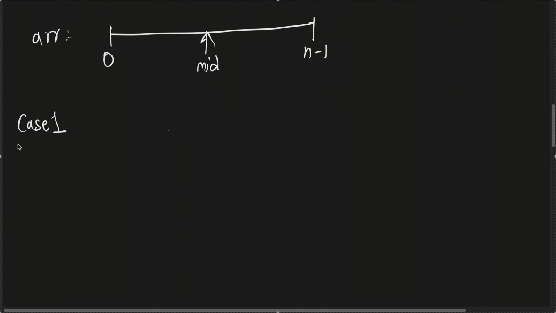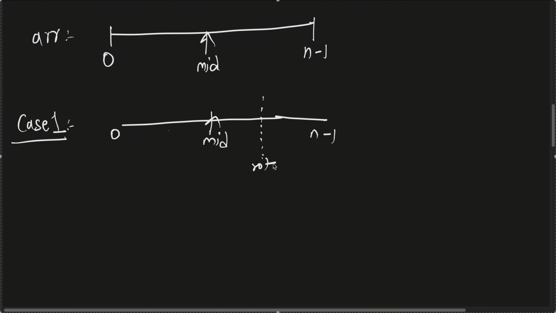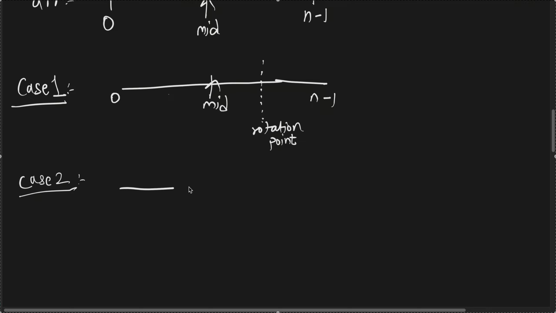So there can be two cases. Case 1 will be the same, 0 to n-1, and this is the mid. So the rotation point can be between mid and n-1, right? So this is the rotation point at which our array was rotated. That can be case 1. What can be case 2? In case 2, our rotation point will lie here, which is between 0 and mid, right?